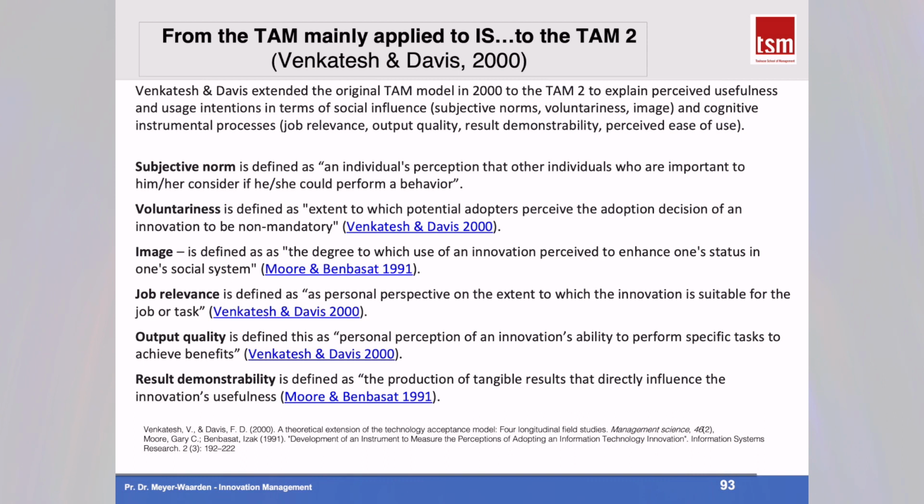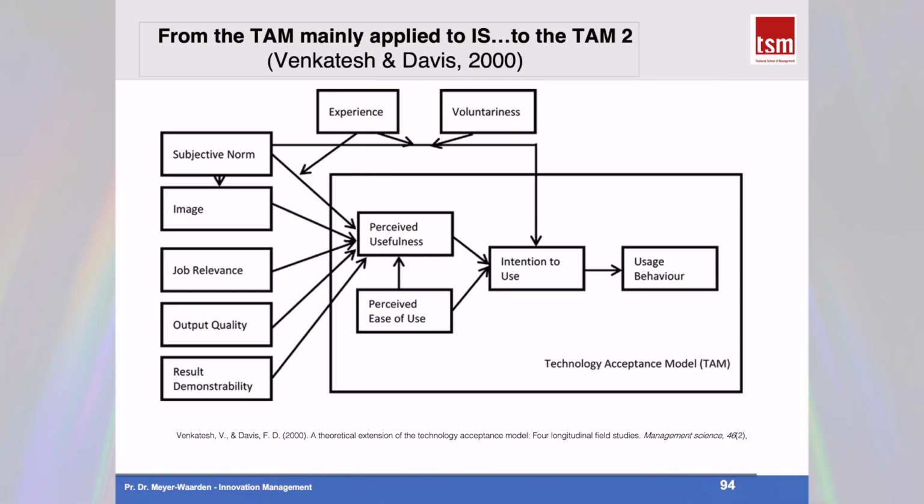So in summary, you can see that subjective norms and image, as well as the innovation related to job relevance, output quality, and result demonstrability influence positively perceived usefulness. On the other hand, the traditional perceived ease of use of an innovation and technology also positively influences perceived usefulness. Experience and voluntariness to adopt the innovation act as moderators and influence the link from the different input variables on intention to use, and finally usage behavior.